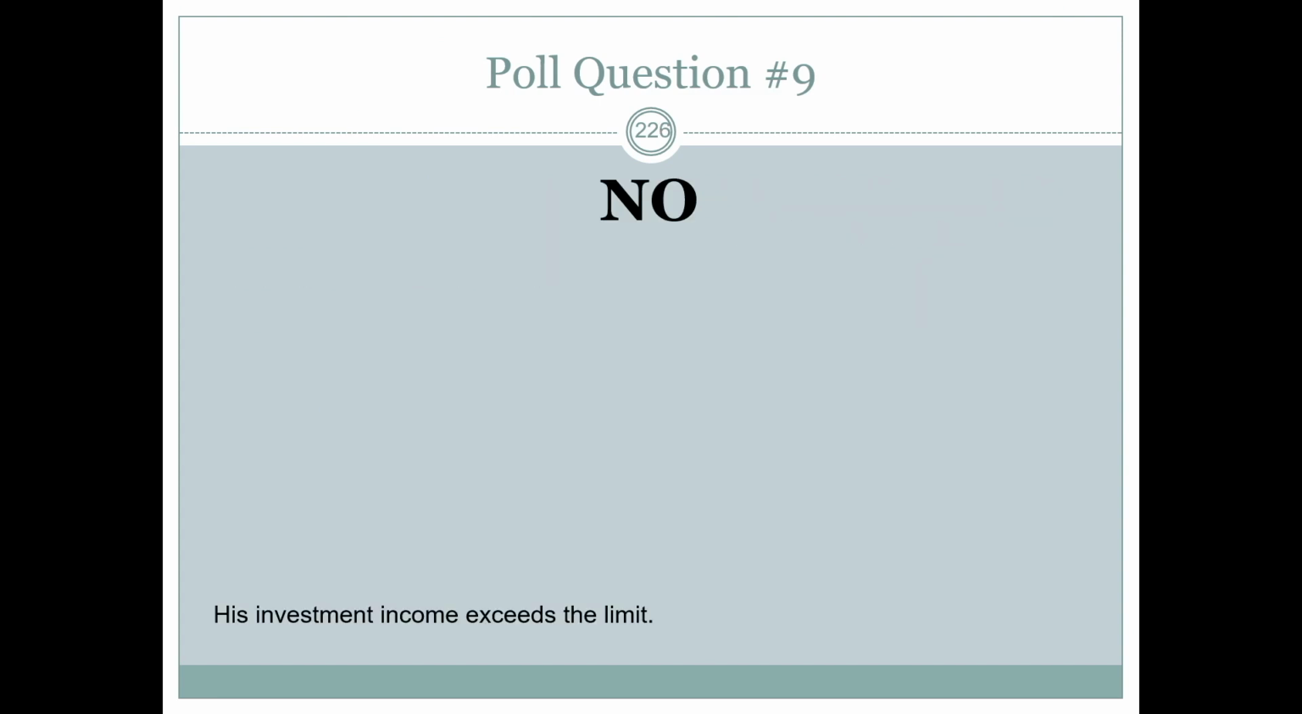If you answered no, then you are correct. His investment income exceeds the limit of $3,650. Since his investment income was $4,500, it exceeds the limit.